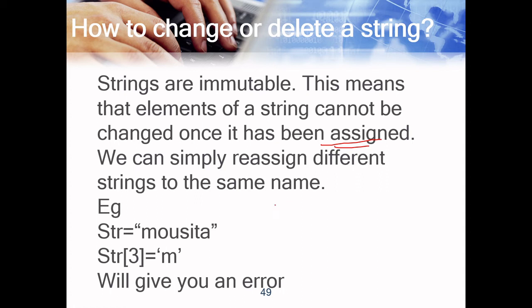You cannot change a particular element. Suppose str equal to Moshita, I have written. Now I want to change str of 3 equal to m. 3 means the third index. So the third index value, it is 0, it is 1, it is 2, it is 3. This s I want to change to something else. It will give you an error. So this is the concept of immutable. Strings cannot be changed. A particular value from the string cannot be changed. You can go for a full reassign. Another string can be reassigned to this particular name, but a particular character cannot be changed. Okay, this is a very important concept, immutable.